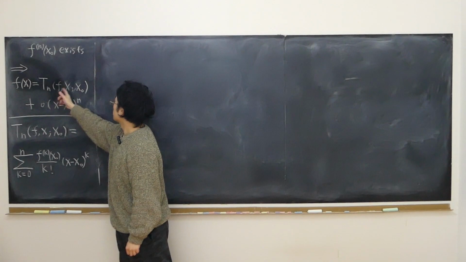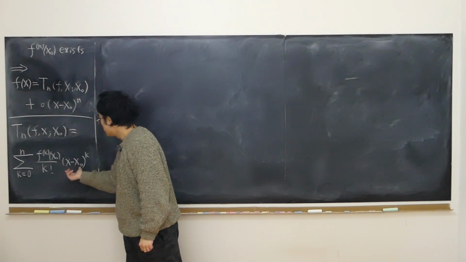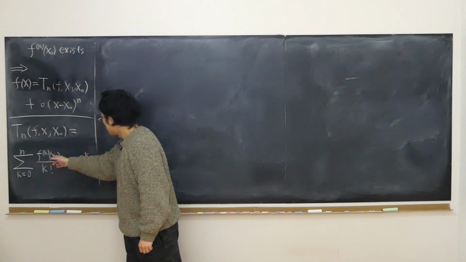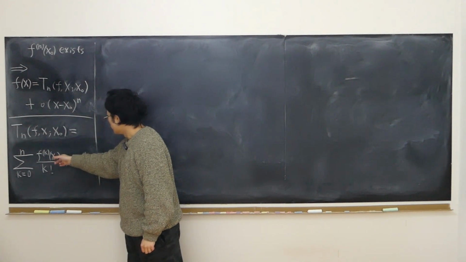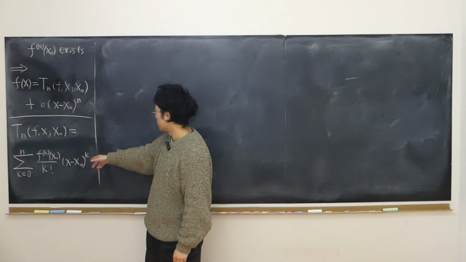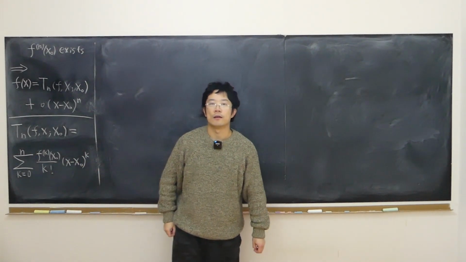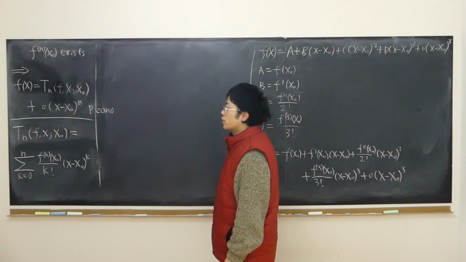And this Taylor polynomial is a notation for the following sum of a series of polynomials: the kth order derivative at x0 over k factorial, times (x minus x0) to the power of k, where k goes from 0 all the way up to n. Well, we will just prove it by mathematical induction.